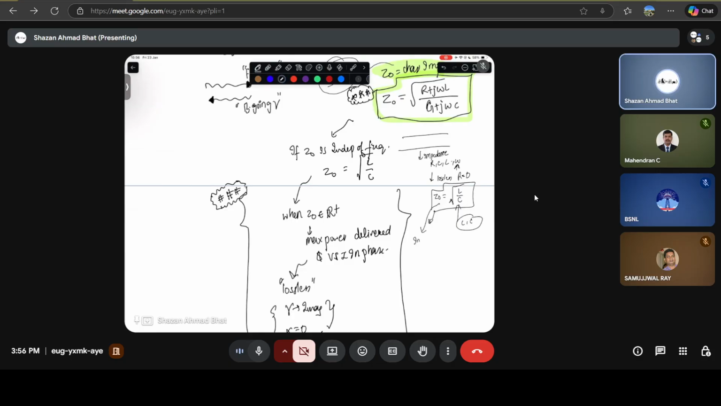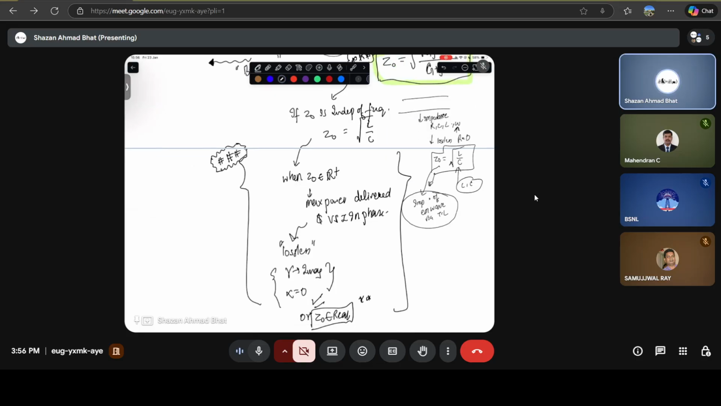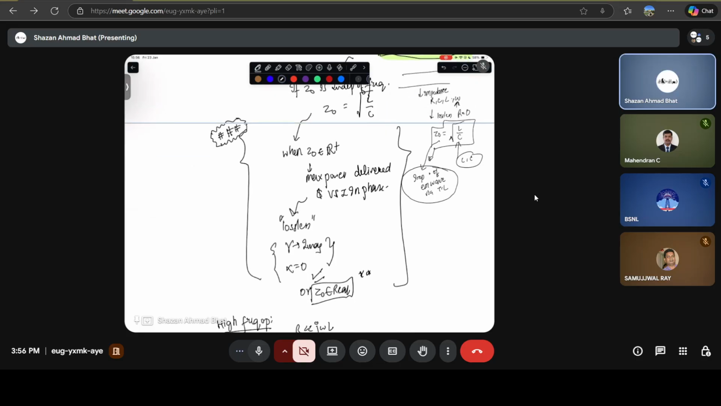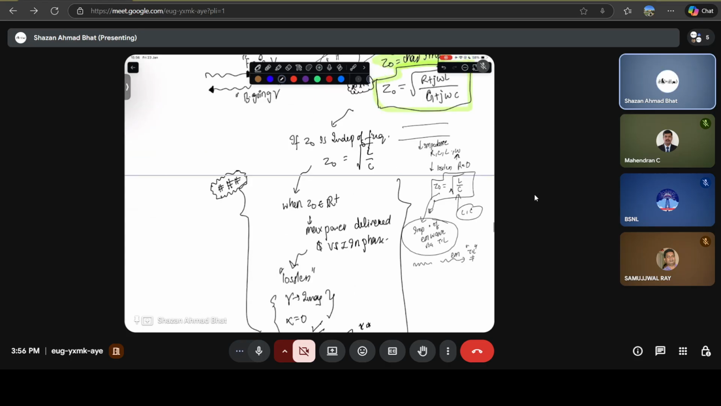Impedance of what? Impedance of electromagnetic wave via transmission line. That means these inductances and capacitances are going to denote how slow down or how fast the electromagnetic wave is going to move through the transmission line. That is basically the essence of it.